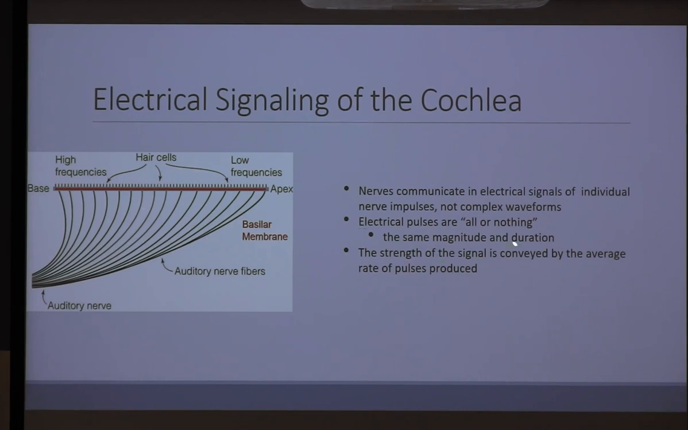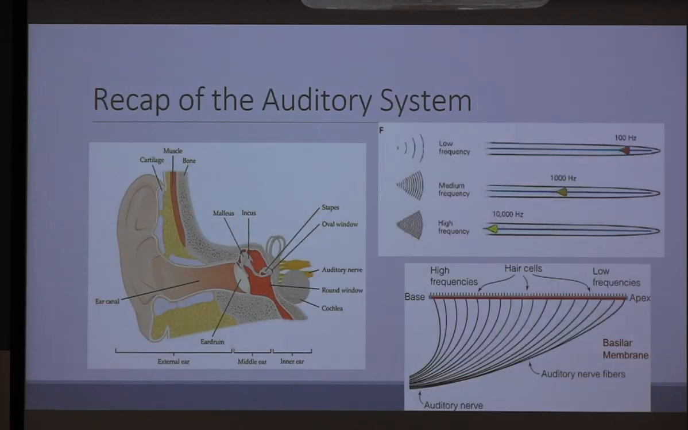And these pulses are all or nothing, which means that they have pretty much the same magnitude and duration. And so the strength of the signal is actually conveyed by the average rate of pulses produced at a time. And again, this information will be important to how the cochlear implant will have to mimic what's going on here.